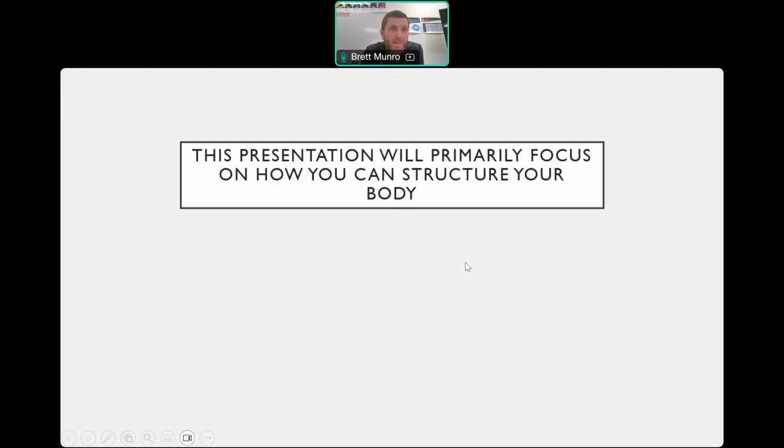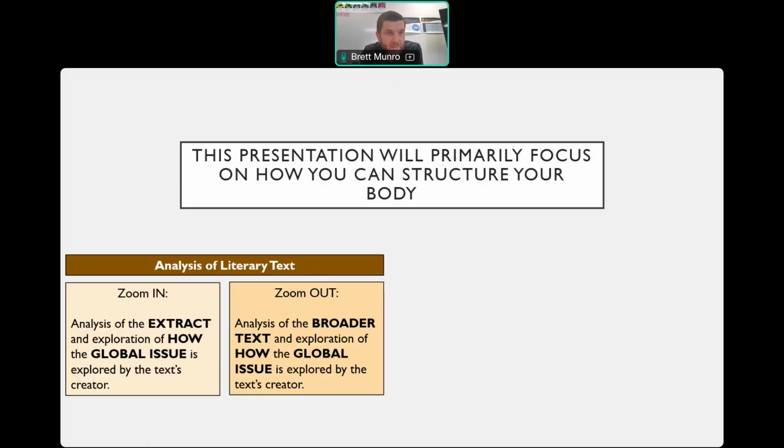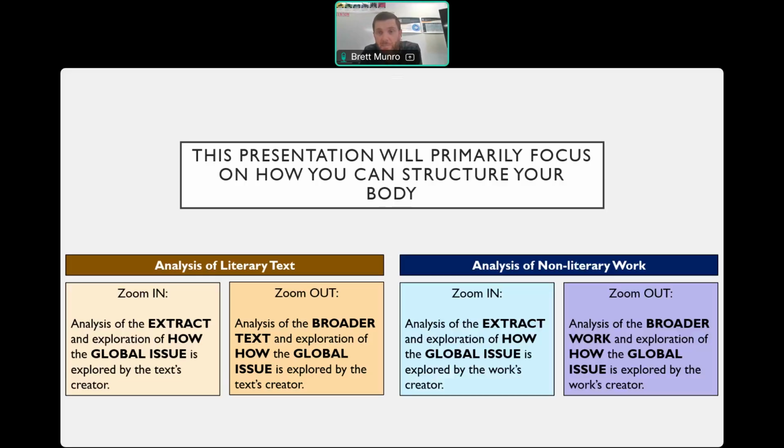What I want to do now is have a look at how we can focus our presentation through structuring our body. As I said, it happens in two halves. The analysis of the literary text, which includes the zoom in and the zoom out, the zoom in being the focus on the extract, the zoom out being the analysis of the broader text. And then the same structure and process occurs around analysis of the non-literary text. We have a zoom in, the extract, and then a zoom out on the broader work.